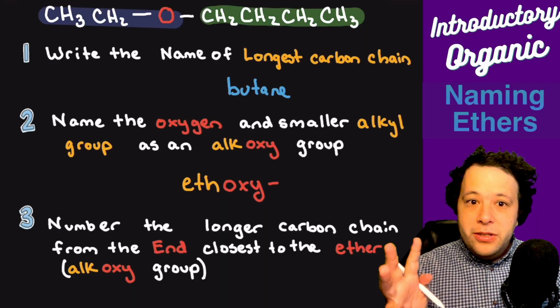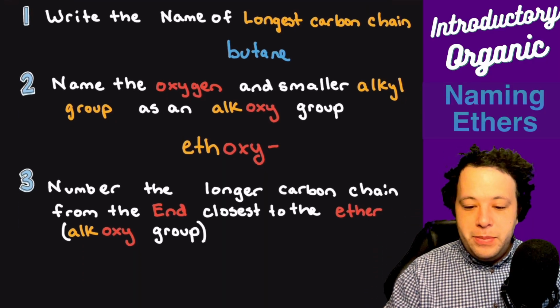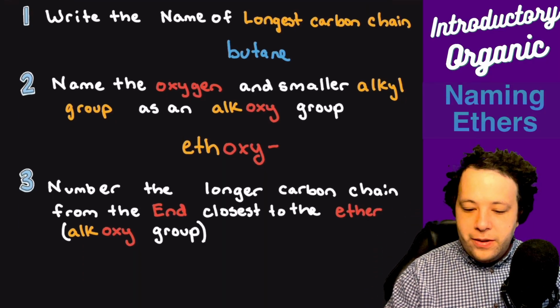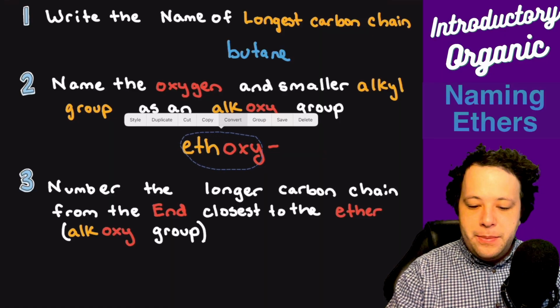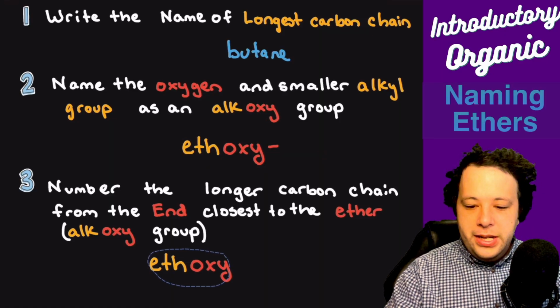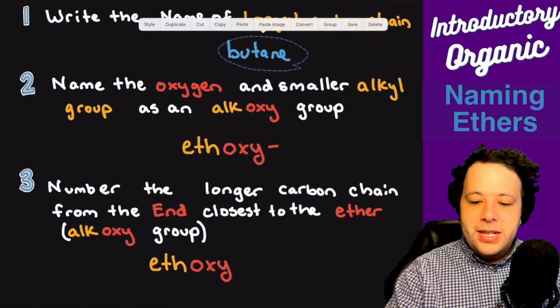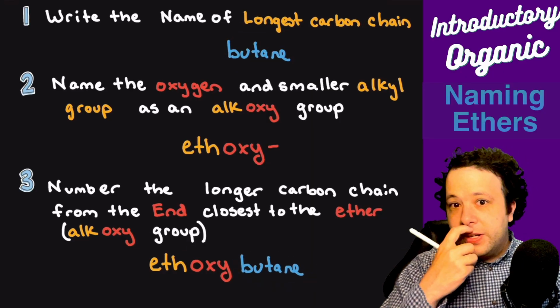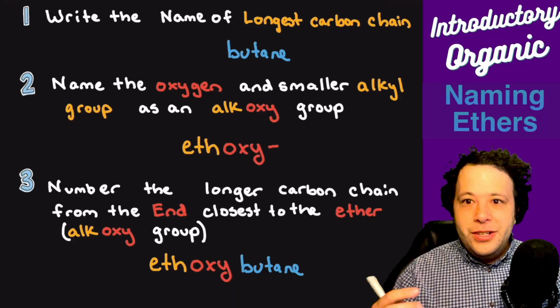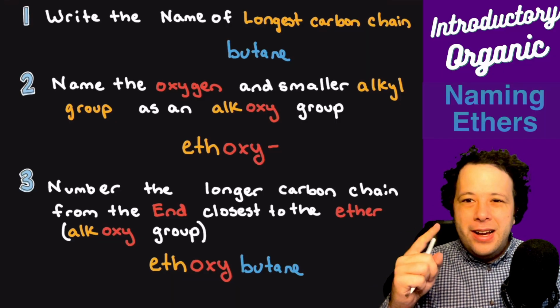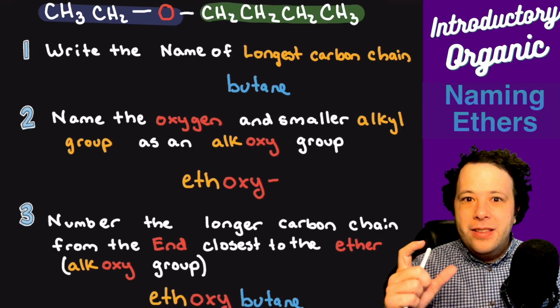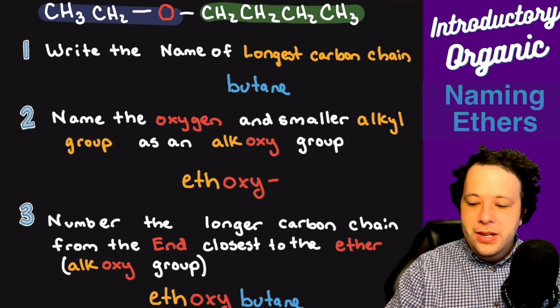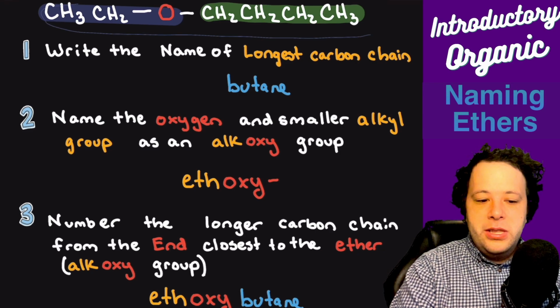So what we're now going to do is combine both those different pieces. We'll take our ethoxy, copy that, and then bring in our butane. So the name now is ethoxybutane. You're naming it just like a normal alkane chain, and you're saying, hey, I've got this little branch that's attached to it essentially. And that's generally the way to look at it.